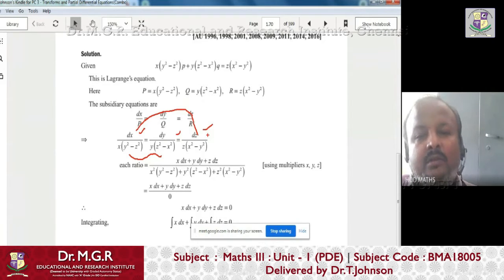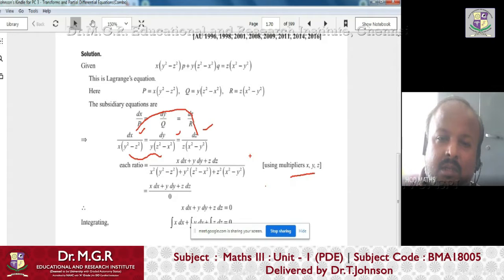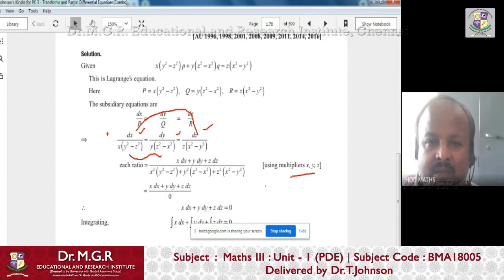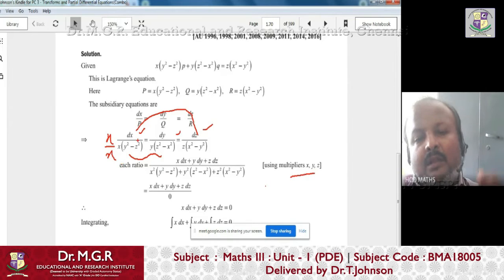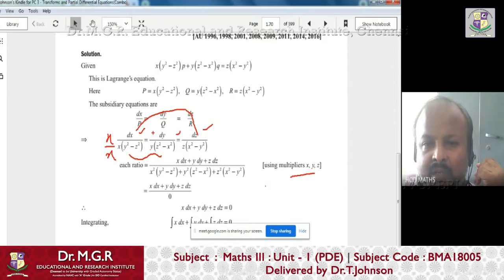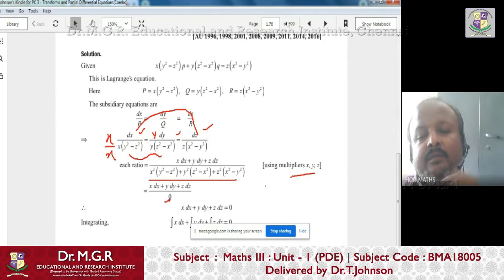So here you have to use something called the method of multipliers. What is the meaning of this? You have to multiply some number, variable, or arbitrary constant with the numerator as well as the denominator, and try to make this as 0.